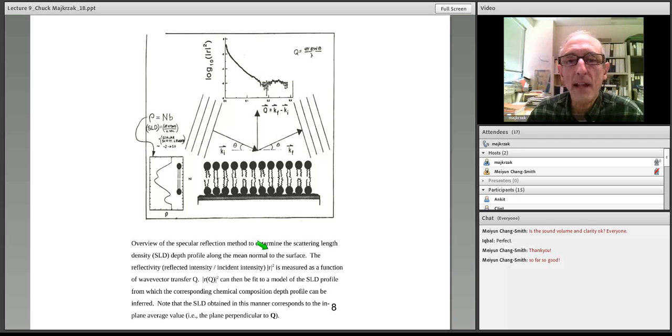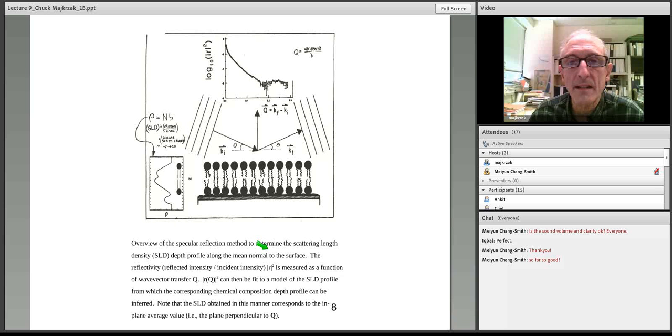So a plane wave is incident, with these wave fronts of constant phase, on a sample at some angle theta, and some fraction of that will be reflected at the same angle in the specular condition with Q normal to the surface. By collecting the reflectivity data as a function of Q, or this glancing angle of incidence and reflection, as a function of this wave vector transfer, we will obtain information from which we can obtain, by fitting or inversion, the scattering length density profile normal to the surface.